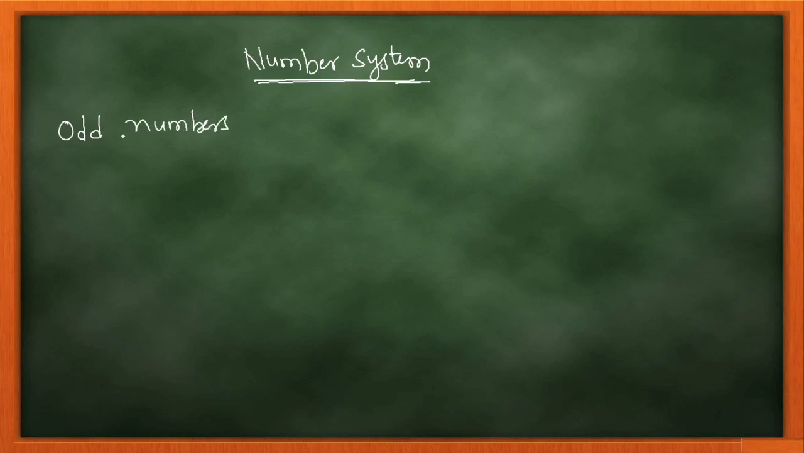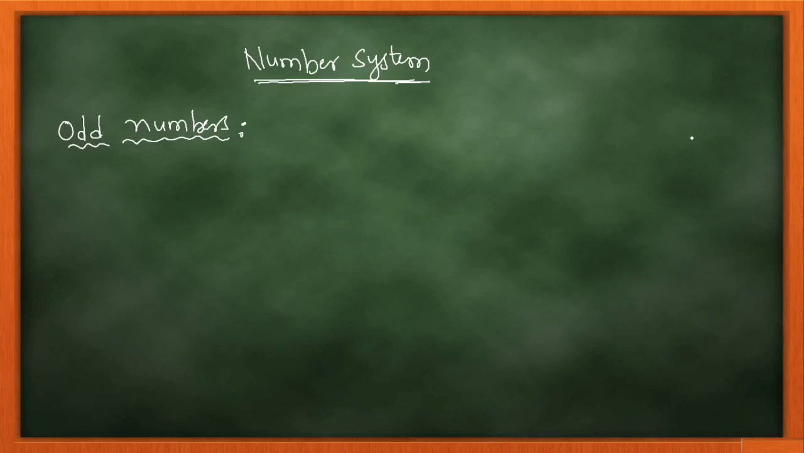In this class, you are going to learn about the number system and the different types of numbers in it. First, let us talk about odd numbers. What are odd numbers? Odd numbers are those numbers which are not exactly divisible by 2. So they are not divisible by 2. They have a remainder 1 when divided by 2.